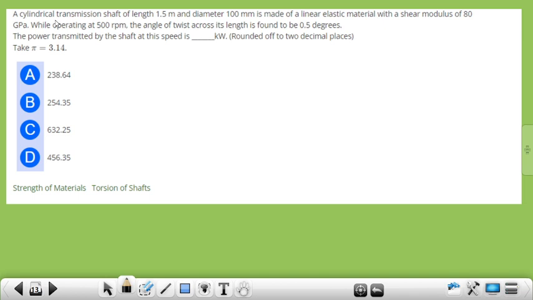Next question is, a cylindrical transmission shaft of length 1.5 meter and diameter 100 mm is made of a linear elastic material with shear modulus 80 gigapascal while operating at 500 rpm. The angle of twist across its length is found to be 0.5 degree, and we have to find the power transmitted by the shaft at this speed in kilowatt.